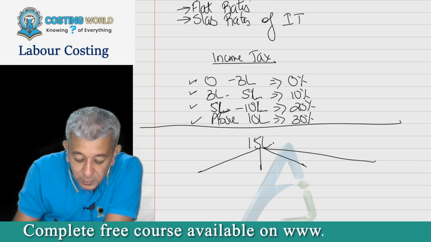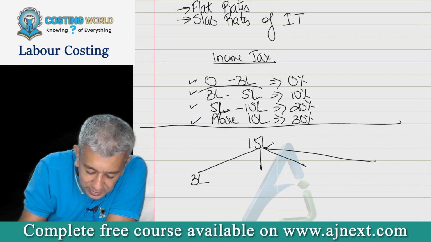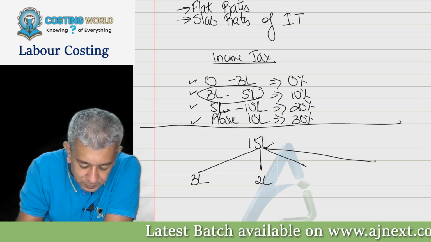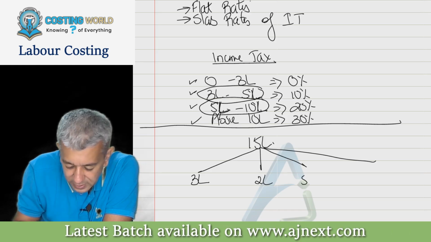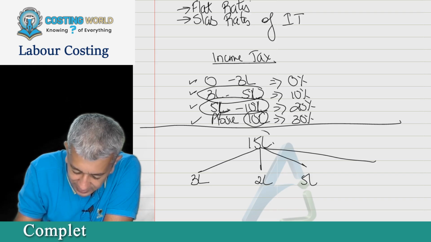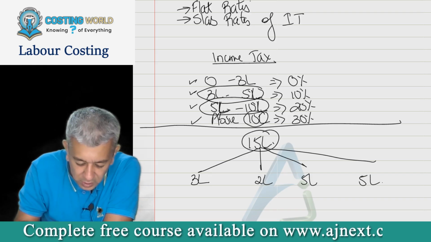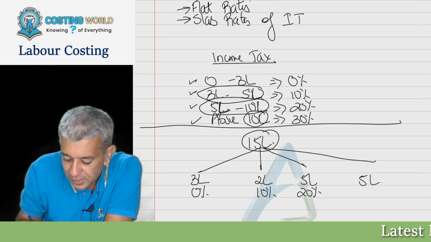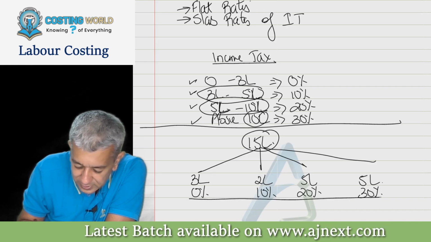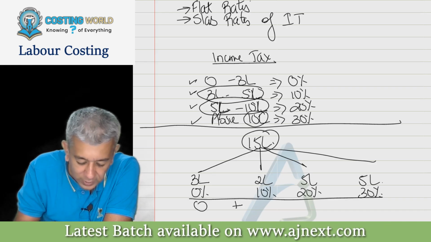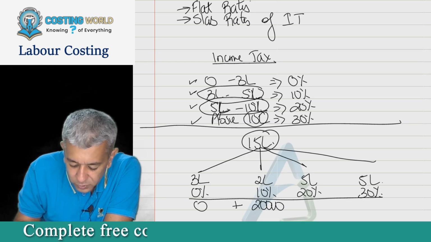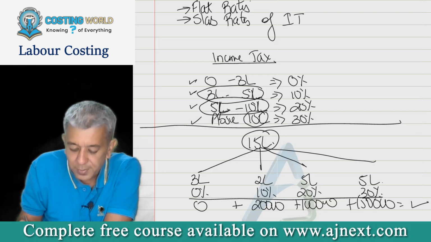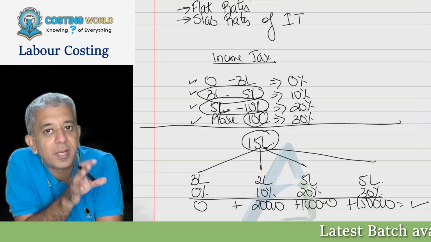What will be the 4 slabs? First 3 lakhs, then next 2 lakhs, next 5 lakhs, and the last one, above 10 lakhs, is how much? 5 lakhs. 0% income tax over here, 10% over here, 20% over here, 30% over here. So you pay 0 tax for the first 3 lakhs, 20,000 over here, 1 lakh over here, and 1,50,000 over here. This will be the total tax to be paid. These are called slab rates of income tax.